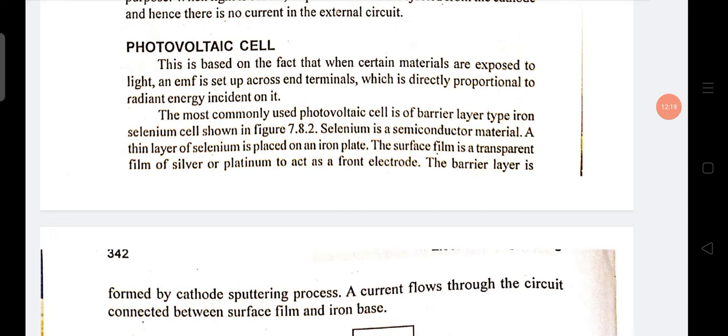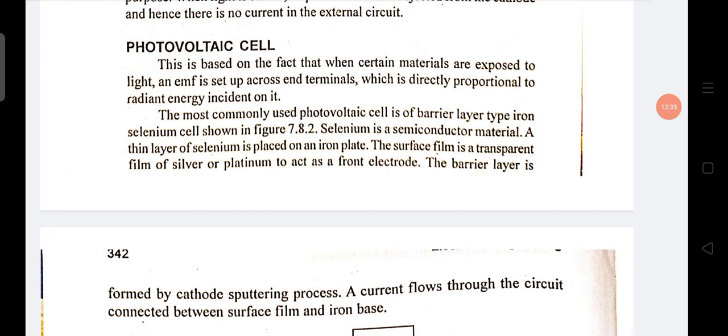Okay, due to that electromotive force, a potential difference is produced between the two terminals, and due to that potential difference, a current flows through the circuit.